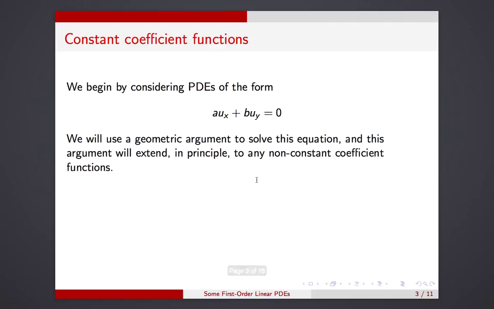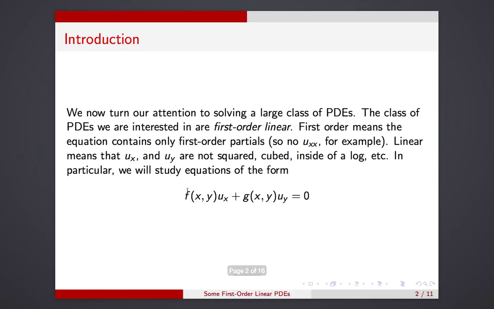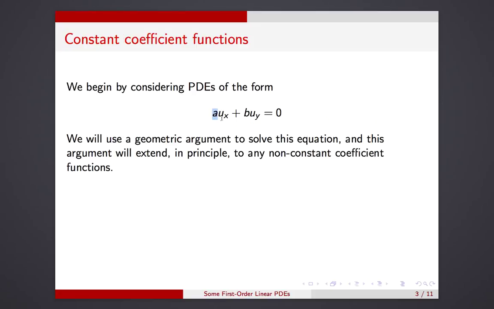So let's start by just looking at constant coefficient functions. That's sort of the most natural starting place. If f and g are super complicated, we might not be able to get any traction. So let's start in the simplest possible case when f is a constant and g is a constant, and let's think about how to solve this equation. We're going to use some geometry here. It's Calc 3 geometry that will in principle work when you replace a and b with non-constant functions.